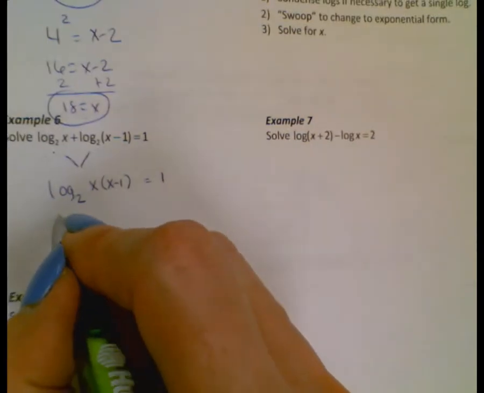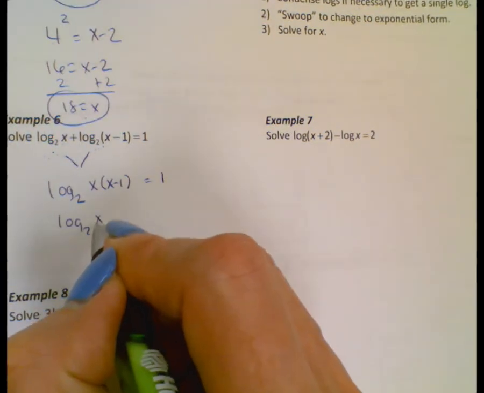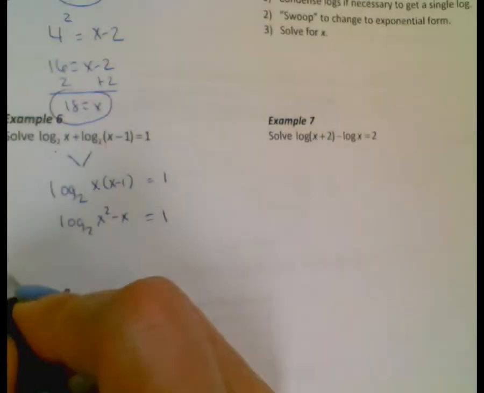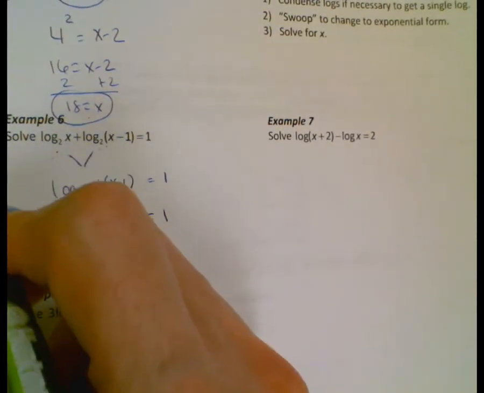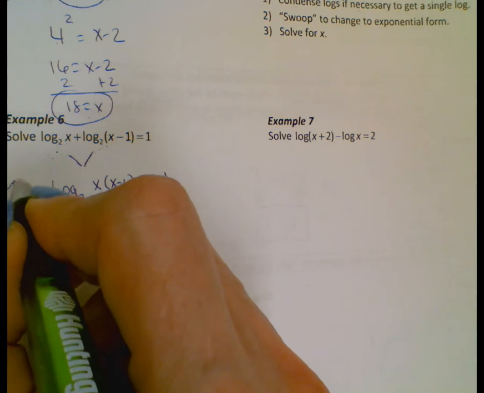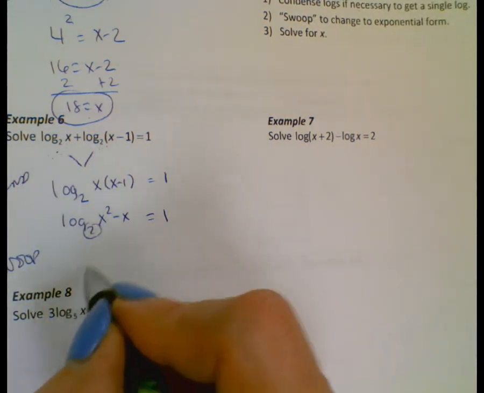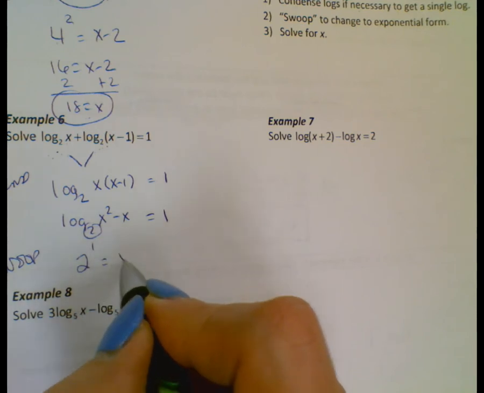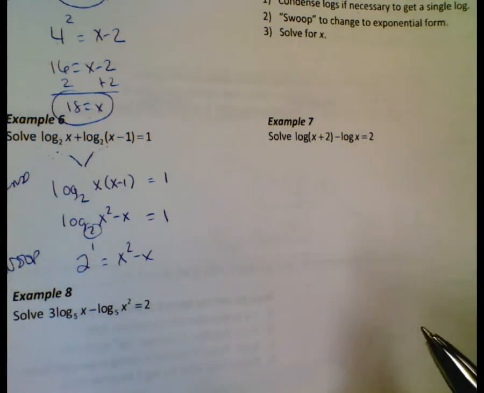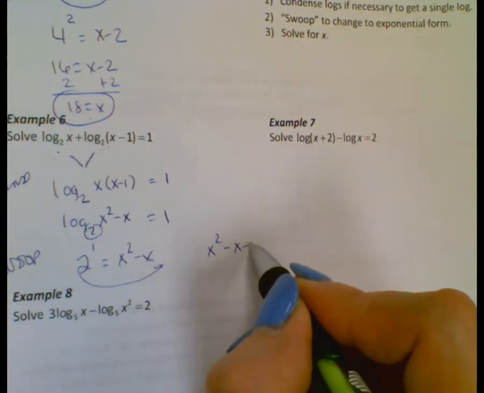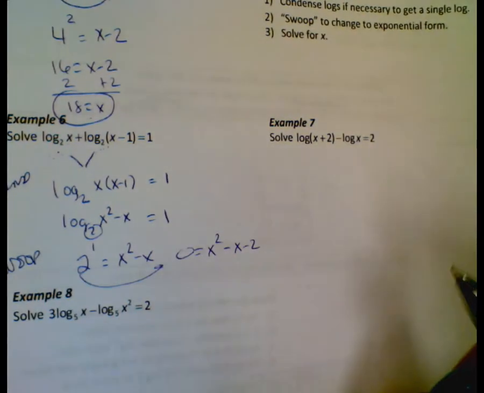Okay, so let's go ahead and distribute x. So we condensed. And now we're going to swoop. Swoop, start with the 2. It's 2 to the first equals x squared minus x. Now bring the 2 over here. So it'd be x squared minus x minus 2 equals 0.